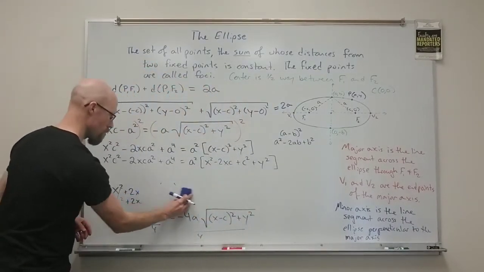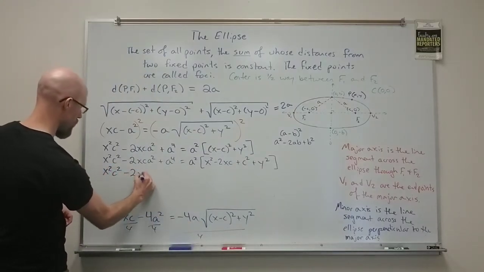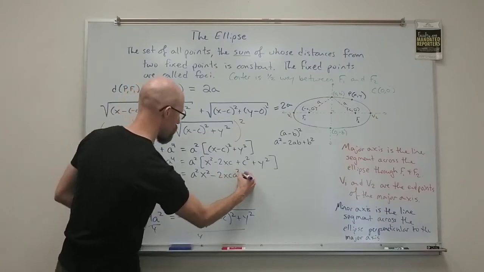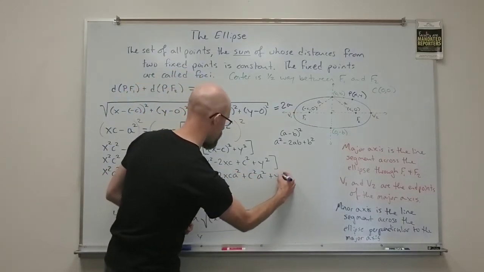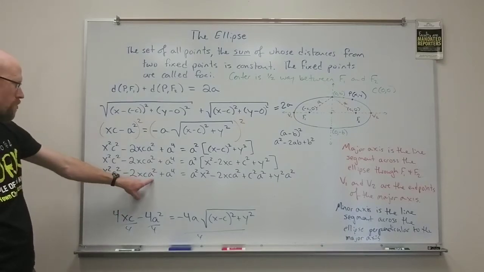At least I'm supposed to, and if I don't, I probably made a mistake. I don't think I have. So that's x squared c squared minus 2xc a squared plus a to the fourth equals a squared x squared minus 2xc a squared plus c squared a squared plus y squared a squared, distributing a squared all the way through. And now I've got a minus 2xc a squared on both sides.